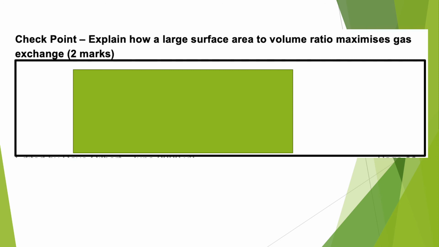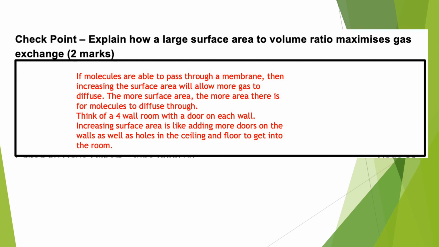Perfect. So again, your answer might look different from mine, but don't worry about that. So what I wrote is, if molecules are able to pass through a membrane, so if diffusion is even possible to begin with, then increasing the surface area will allow more gas to diffuse through. The more surface area, the more area there is for molecules to diffuse through, right?